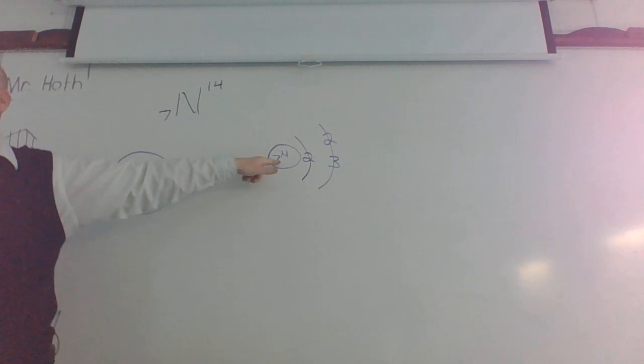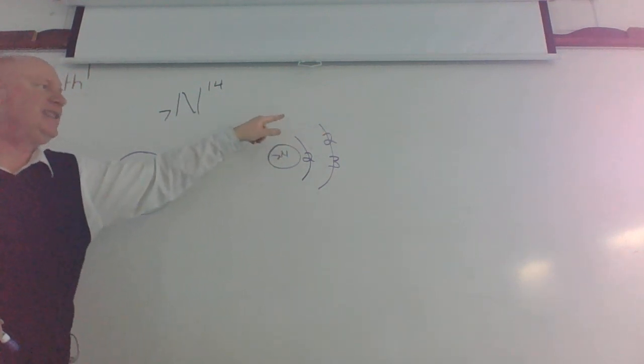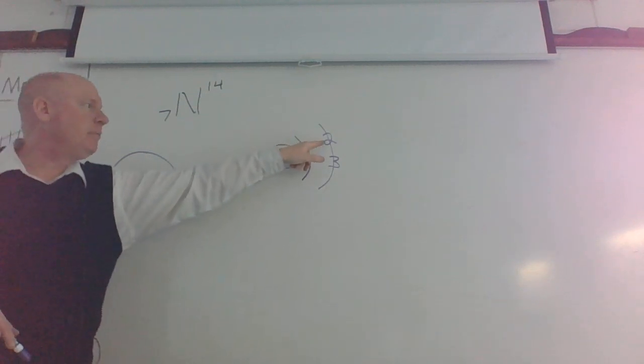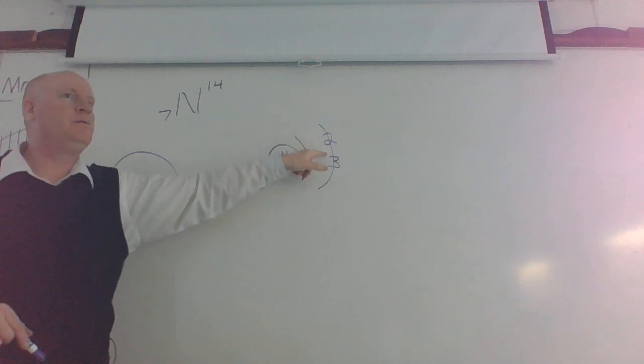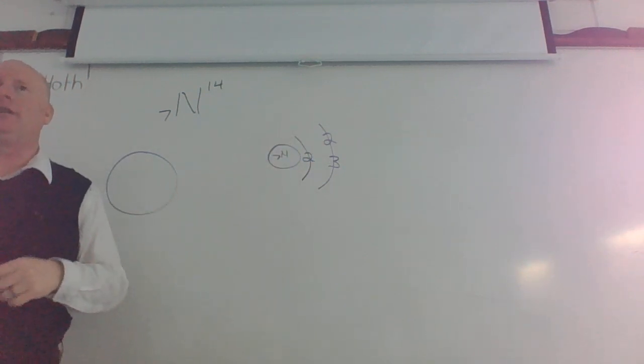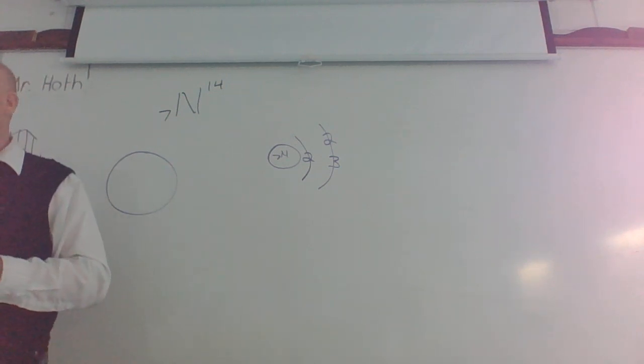You had said what period is nitrogen in? That's why there's 2 energy levels. You had said it's in the 5th column, right? That's where this number comes from, adding those 2 together. And finally, notice it says all charges must add up to what? Must add up to 0.